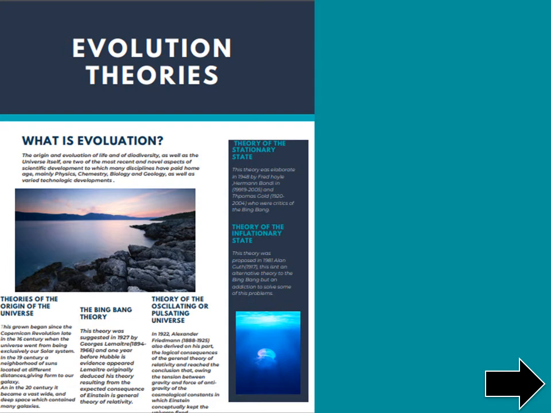The fourth is the theory of the steady state. This theory was elaborated in 1948 by Fred Hoyle, Hermann Bondi, and Thomas Gold, who were opponents of the Big Bang. The last one is the theory of the inflationary state. This theory was proposed in 1981 by Alan Guth. It is an alternative theory to the Big Bang, but an addition that solved some of its problems.